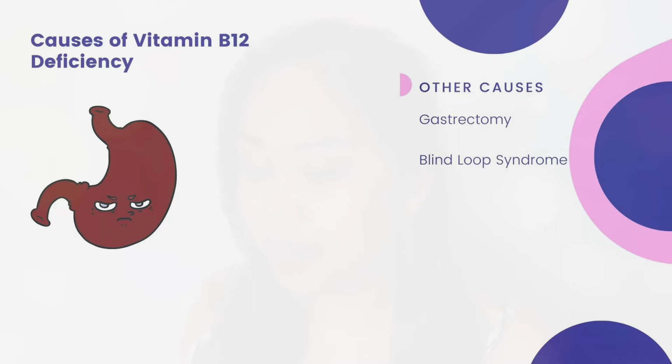And then there's blind loop syndrome, which is the anatomic abnormality of the small intestine where there is an overgrowth of bacteria in the small bowel. And so since you have a lot of bacteria, they compete for the vitamin B12 and they eat up your vitamin B12. And so you don't have enough for your body because there's competition in your gut.